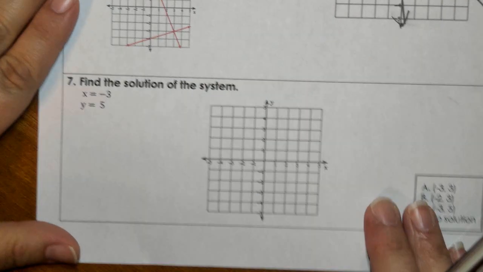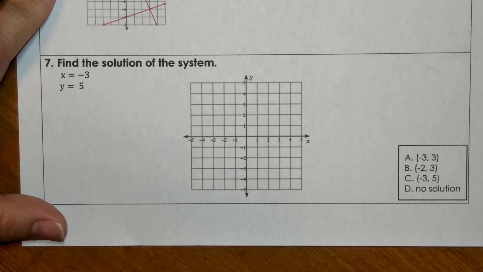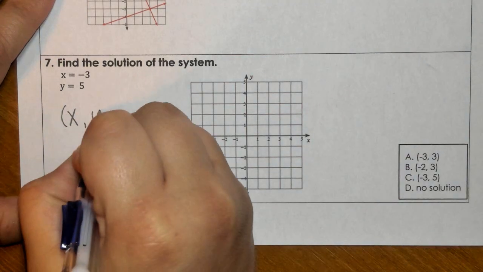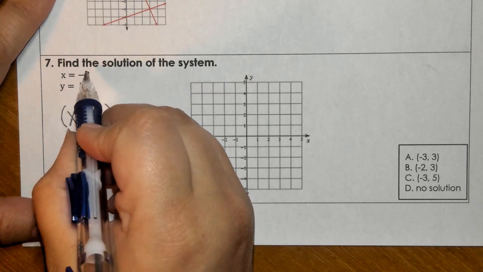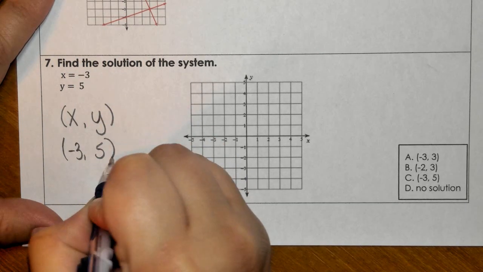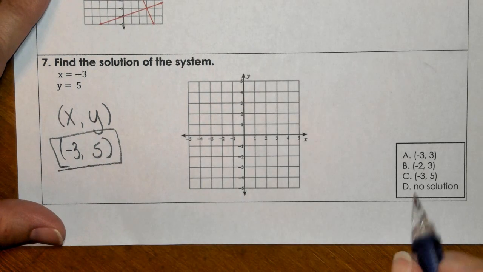All right, last but not least, number 7. This one is really easy. We know that a point is xy. So if you were to plug these numbers into x and y, you would get negative 3, 5. This is your solution. Okay, so over here it's C.